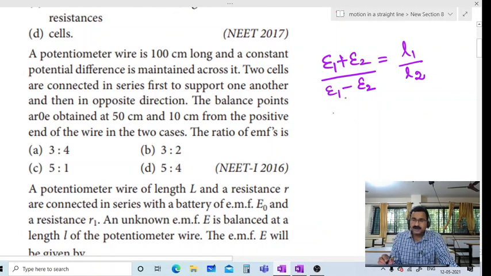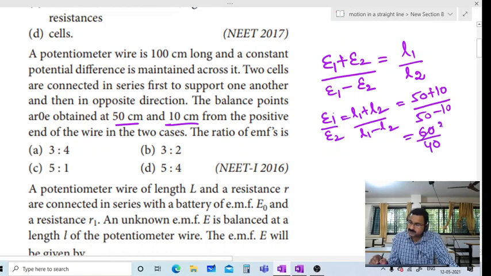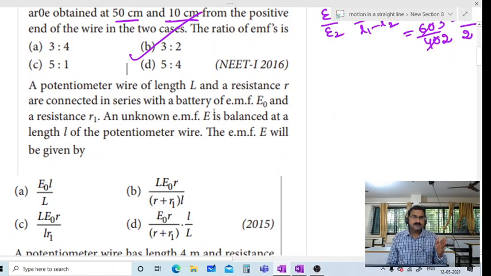Therefore, from that, I already told you, we applied the componendo and dividendo rule, and this equation we can write directly: E1 by E2 is equal to L1 plus L2 divided by L1 minus L2. One is 50 centimeter, one is 10 centimeter: 50 plus 10 divided by 50 minus 10. That is 60 divided by 40. So that is 3 by 2. So the ratio is 3:2 only. Very simple questions only, they are not asking depth in that. Basic questions only they ask there.